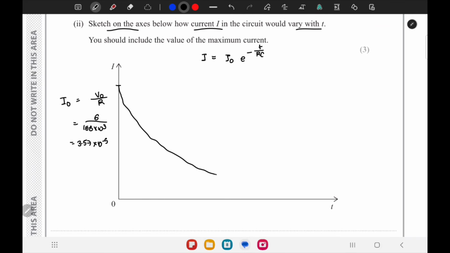So a graph like this, and this value over here would be 3.57 times 10 to the power minus 5. We can label the axes as well. This was amperes and this is in seconds.